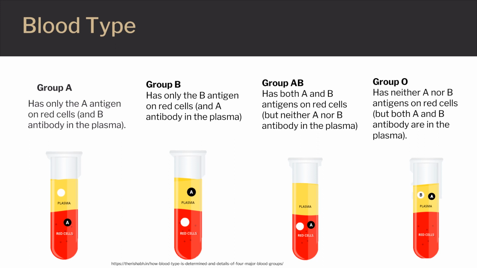1. Antigen A with antibody B; 2. Antigen B with antibody A; 3. Antigen AB with neither antibody A nor B; or 4. Antigen null, Group O, with both antibody A and B.